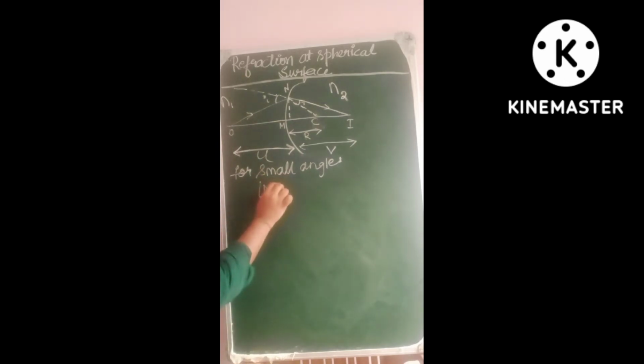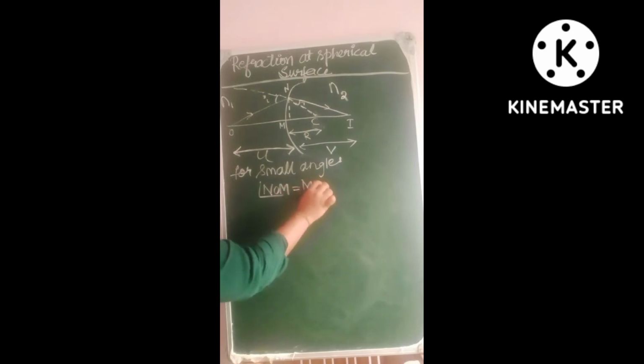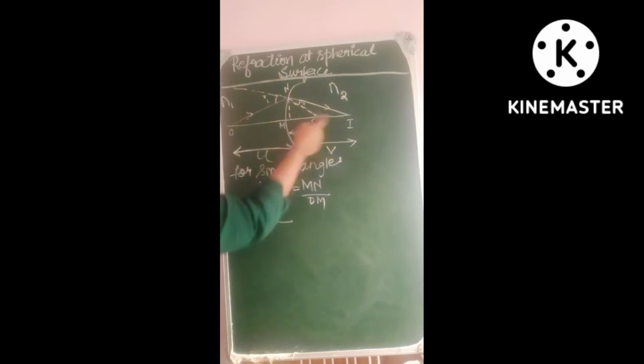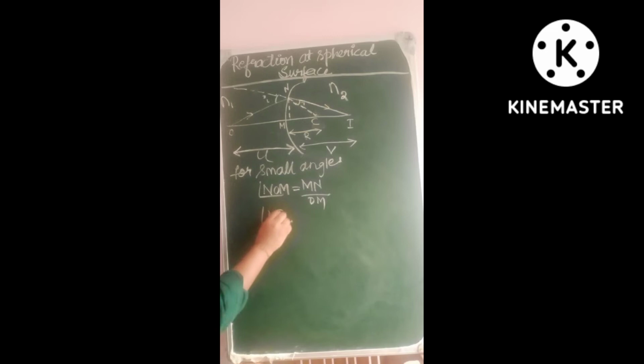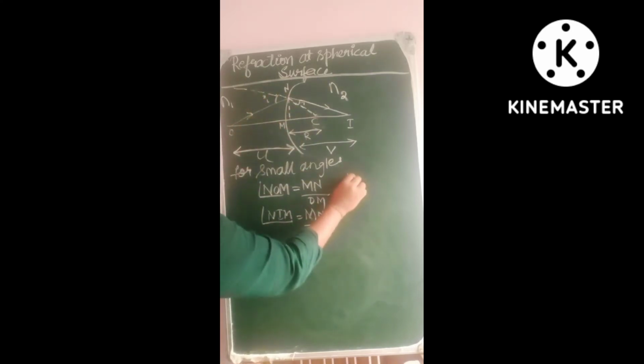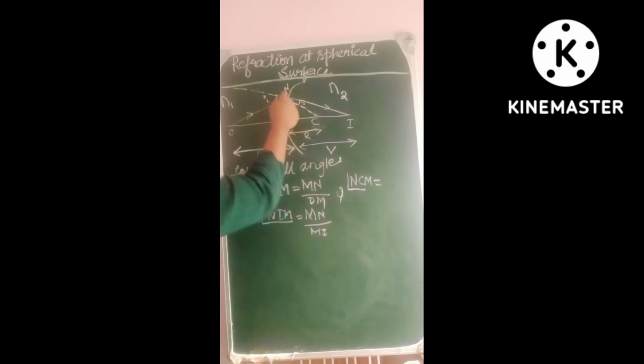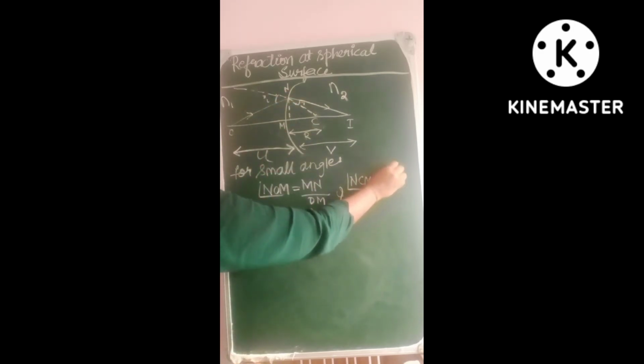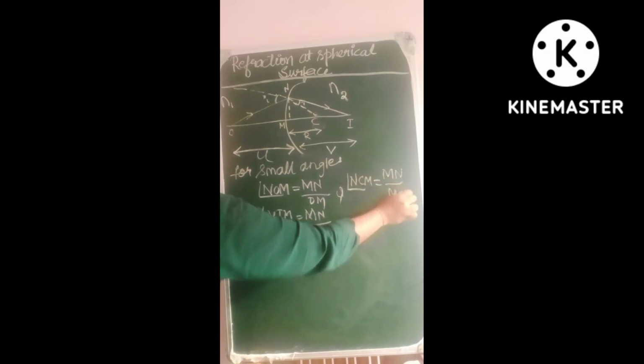angle NOM is equal to MN divided by OM. Similarly, for NIM we have MN divided by MI. Angle NIM is equal to MN divided by MI. And similarly for the triangle NCM, angle NCM is equal to MN divided by MC.